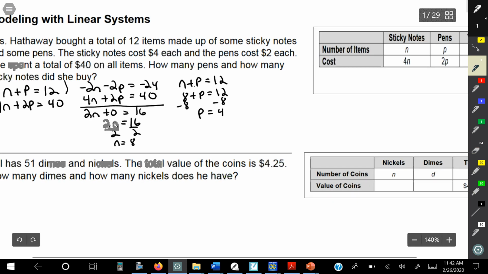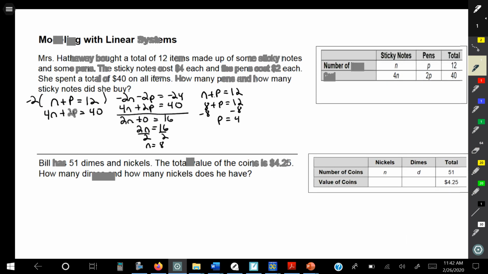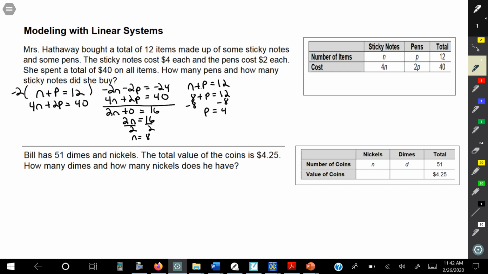Okay, here's another example. Bill has 51 dimes and nickels, and the total value of the coins is $4.25. It asks how many dimes and how many nickels does he have? We could pause the video right here and see if you can solve this one. A table's already been started right here.